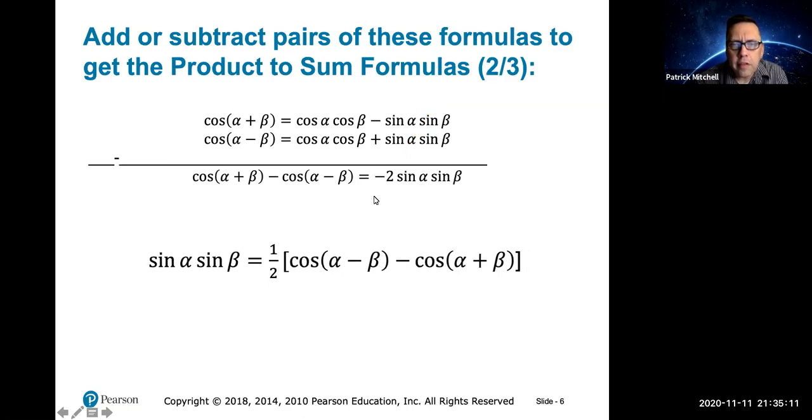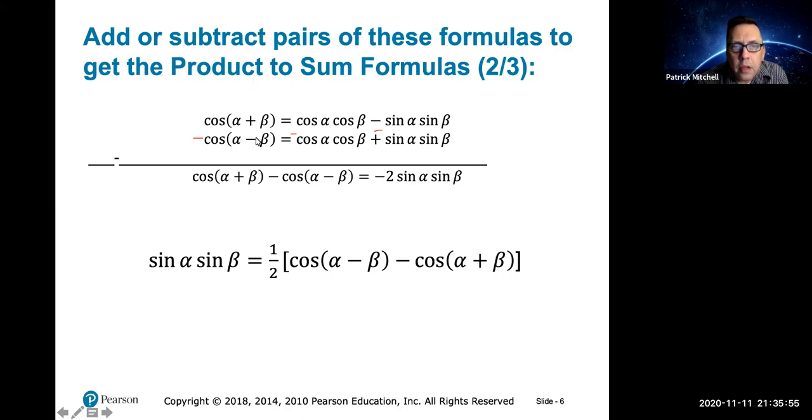On the next slide, what I'm going to do is again take the sum and difference formulas for cosine, and this time I'm going to subtract them. So what I get in this case on the left-hand side is cosine of alpha plus beta minus cosine of alpha minus beta. And this time, what's going to cancel? Remember, we're subtracting, so let me change some signs over here. Okay, so those are the new signs.